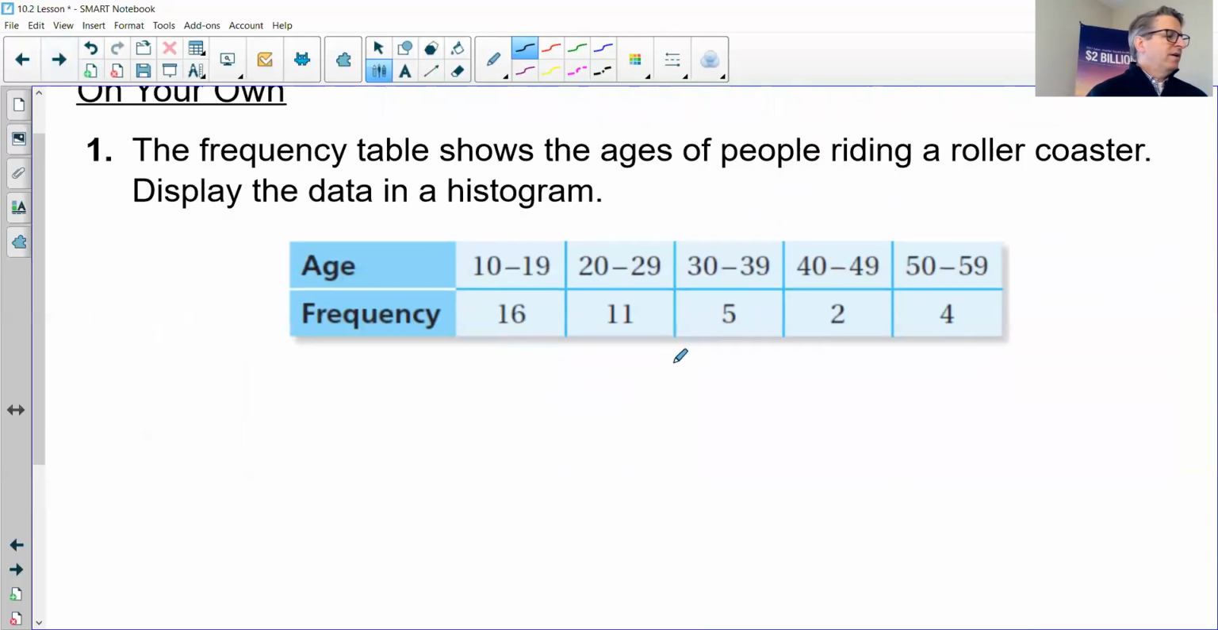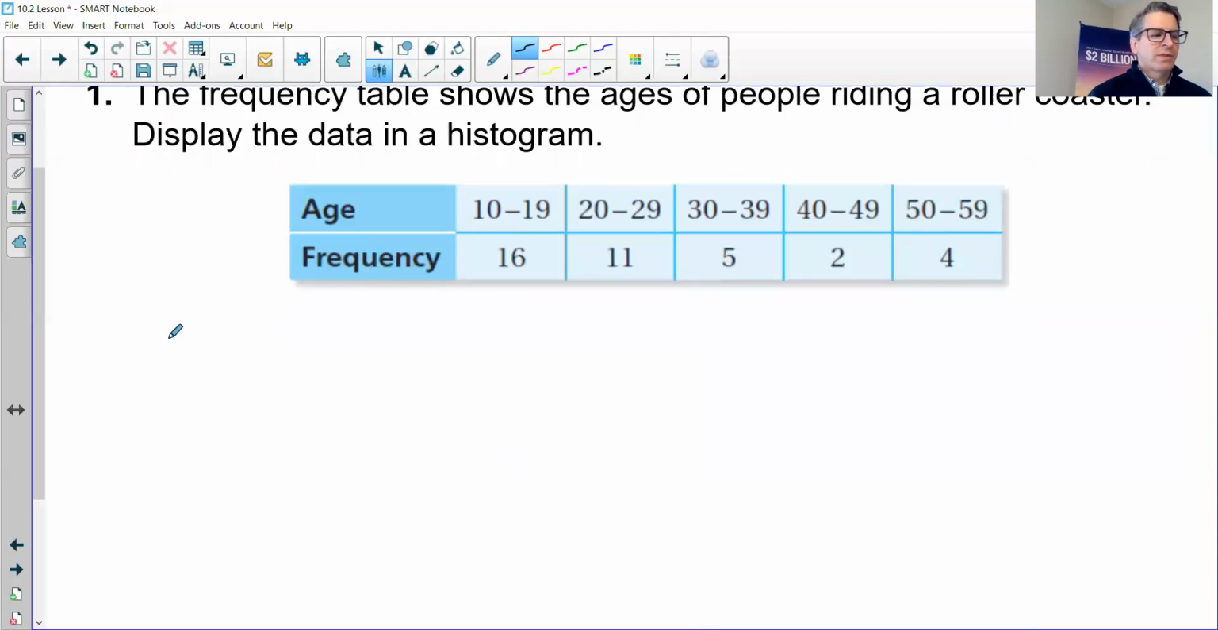Okay, we're going to do a histogram here of riding a roller coaster. Along this, we have the frequency down here: 16 times, ages 10 to 19; 20 to 29, 11; 30 to 39, 5; 40 to 49, 2; 50 to 59, 4. I'm not sure why they didn't go any further, probably because you don't see a lot of older folks on the roller coaster.